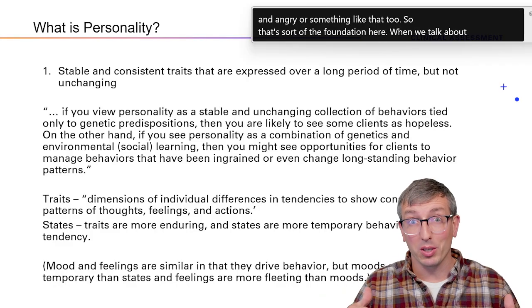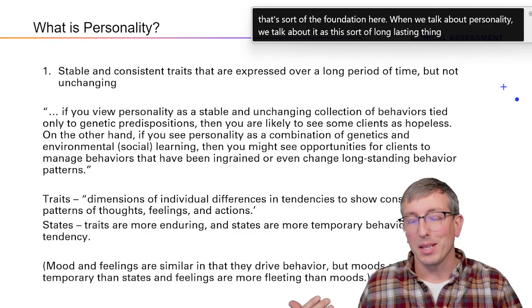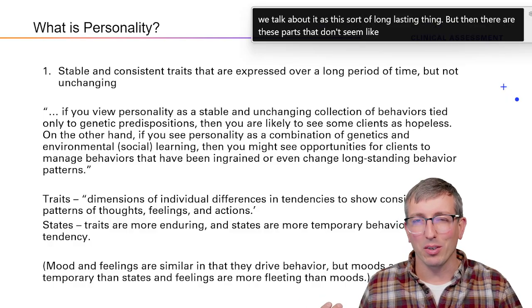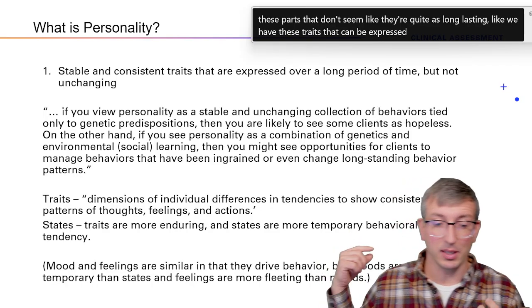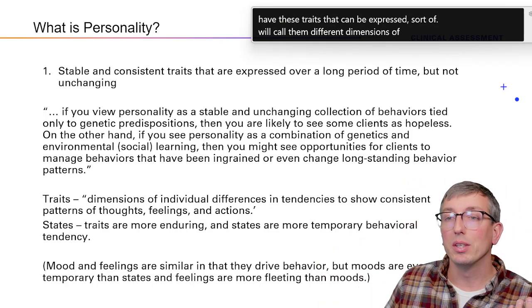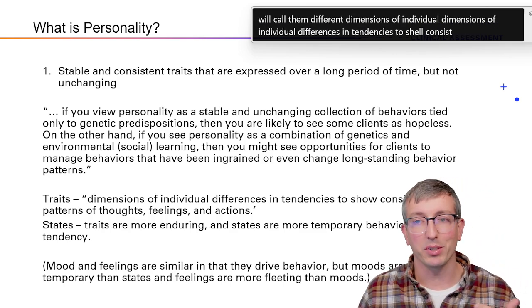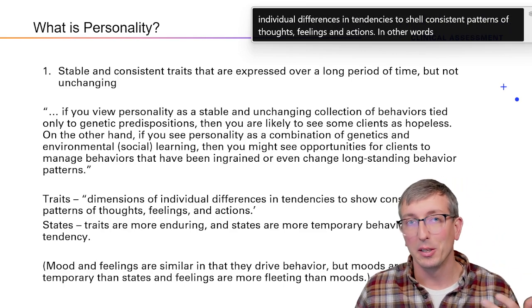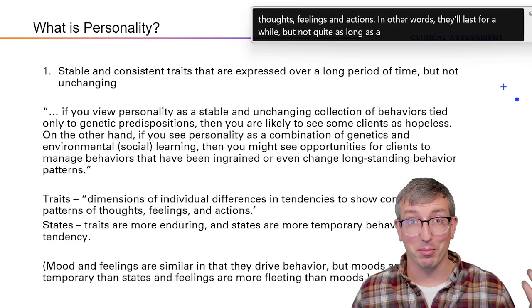When we talk about personality, we talk about it as this sort of long-lasting thing. But then there are these parts that don't seem like they're quite as long lasting. We have these traits that can be expressed, we'll call them different dimensions of individual differences in tendencies to show consistent patterns of thoughts, feelings, and actions. In other words, they'll last for a while, but not quite as long as a lifetime, right?